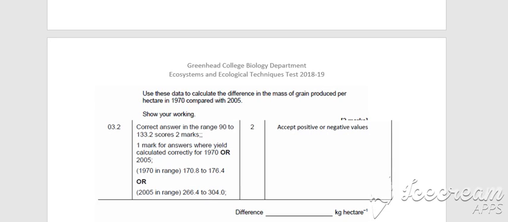So our question asks us to use these data to calculate the difference in the mass of grain produced per hectare in 1970 compared with 2005. So there's quite a range that they're looking for. It's an answer that falls in the range of 90 to 133.2. You are allowed 1 mark if you have calculated either of the yields correctly, so the 1970 or the 2005 yield. So in order to work out this question, we need to go back to our graph.